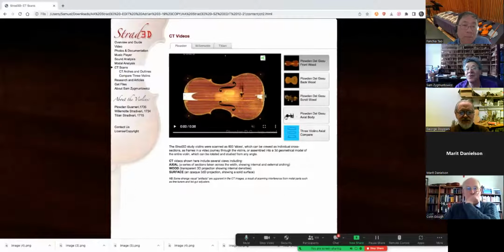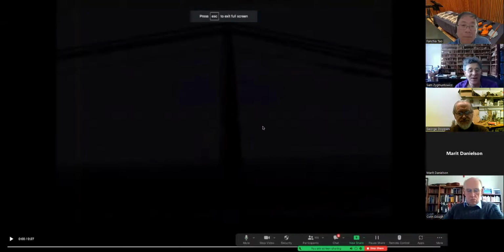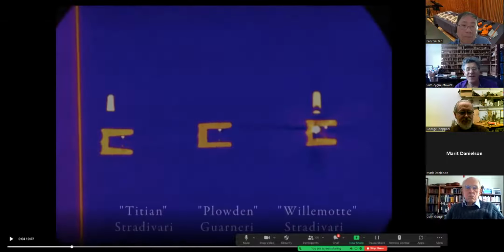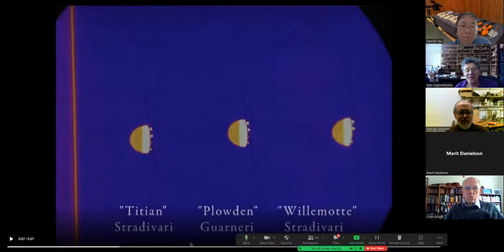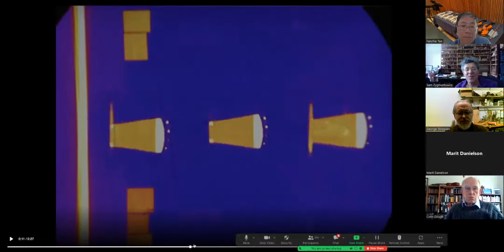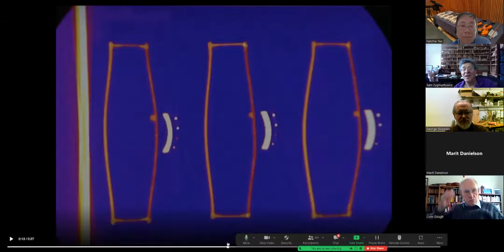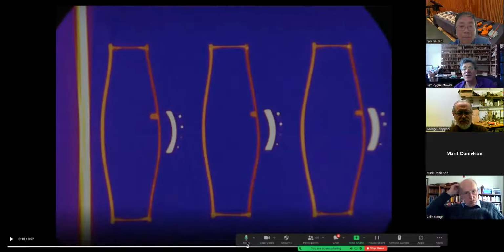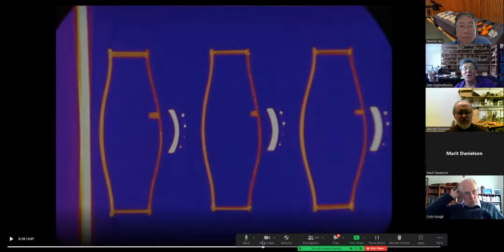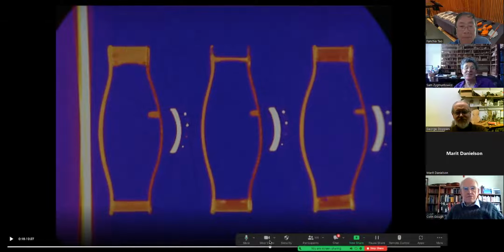The CT scans are sort of self-explanatory. They're really cool. One of my favorites is just the three violins, because it's a very satisfying graphic. But once you get into the violins themselves, we should be able to tell pretty easily. I'm going to say that's the Wilmot on my right, the Plowden in the middle, and the Titian.